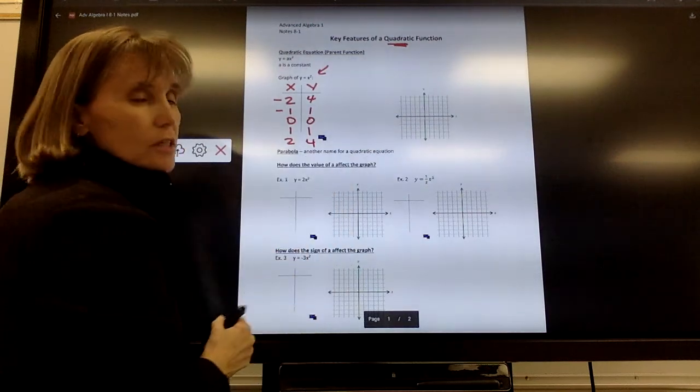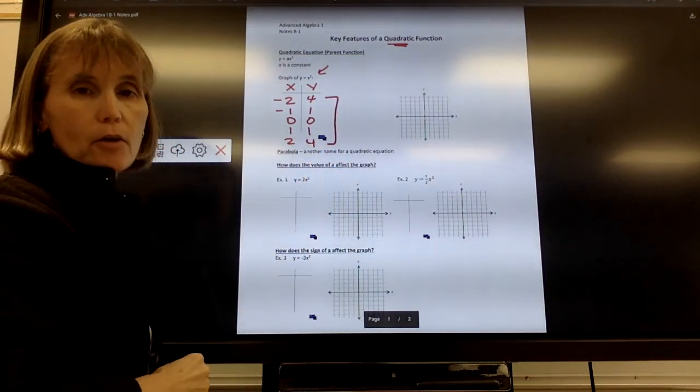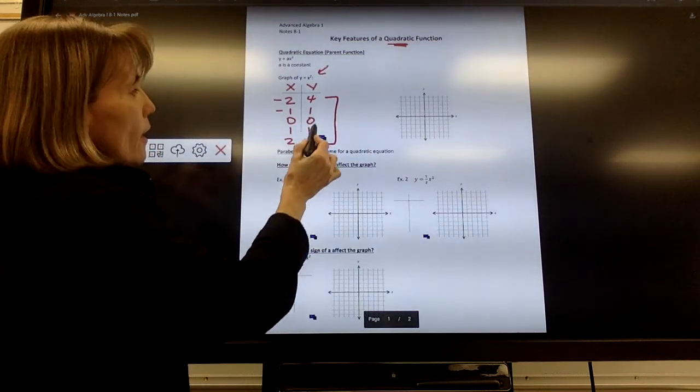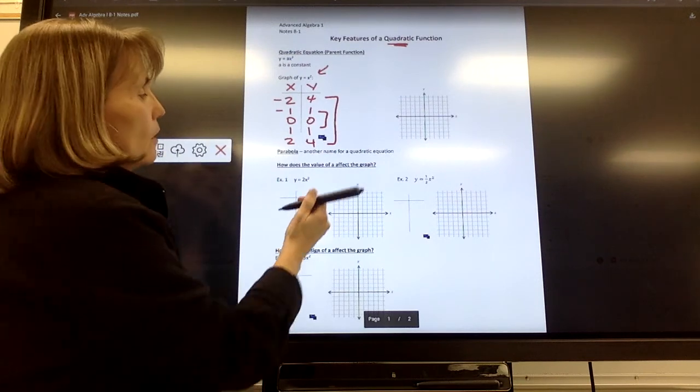And what you're going to notice with quadratics is you're going to see values in your y column that repeat. Like you see 4 in there, and you see 1 in there as well. You're going to see repeating values, and that's what we expect out of a quadratic.